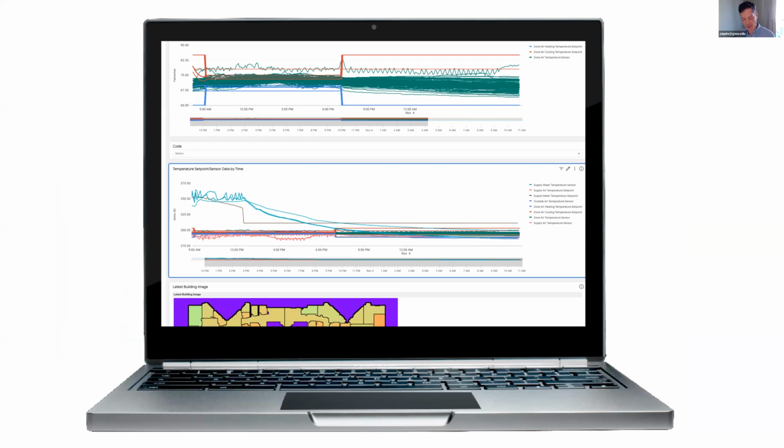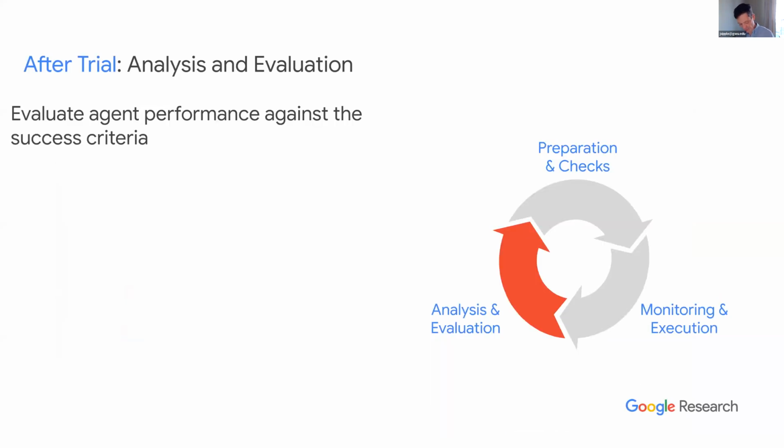We also have displays, dashboards to observe how the agent is acting with respect to the building, how the building is responding. And we can see exactly how much carbon is being emitted and how much energy is being consumed.